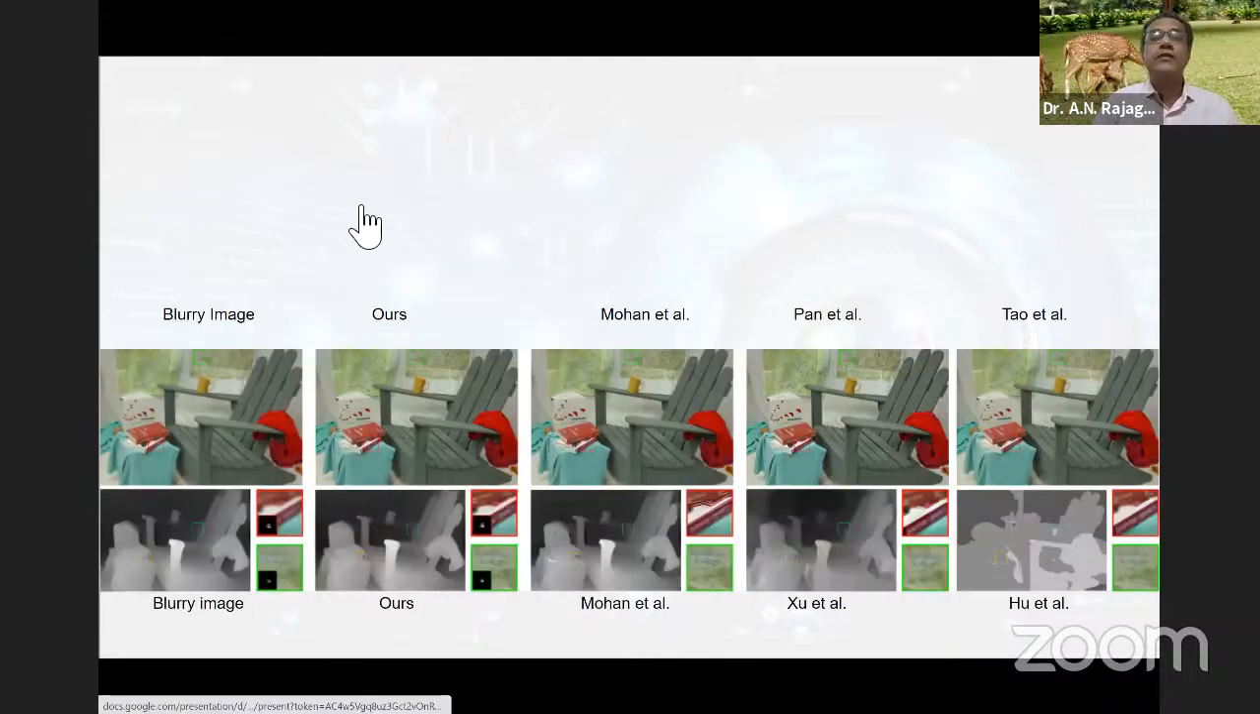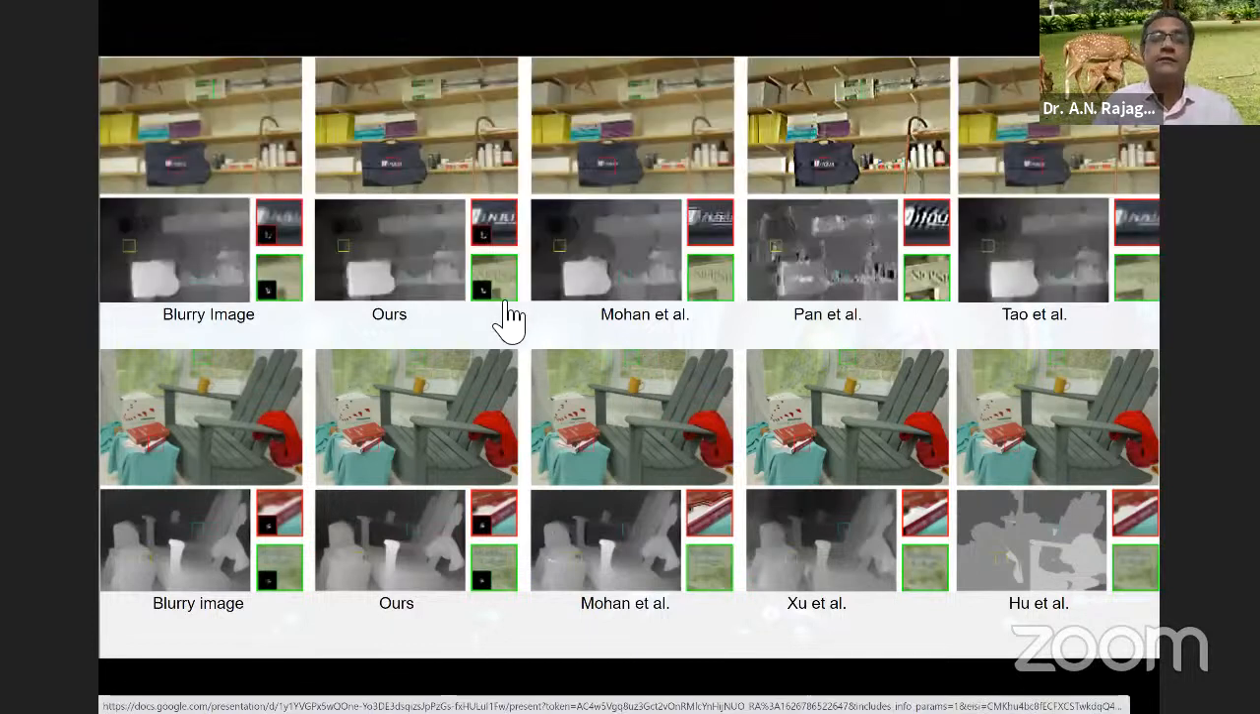And instead of going through everything, I would just ask you to look at these small zoomed-in sub-images, where you get an idea about what kind of sharpness we get as opposed to other methods, which typically struggle when you have cameras that are unconstrained.